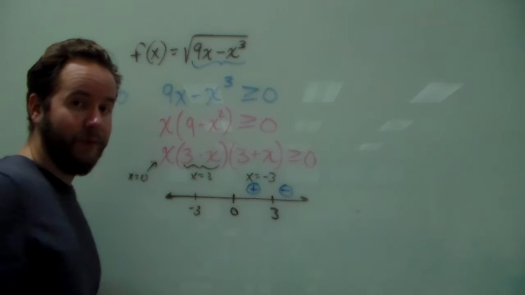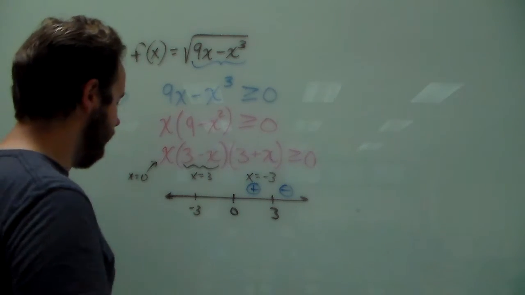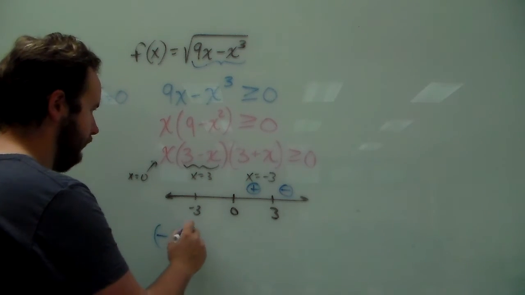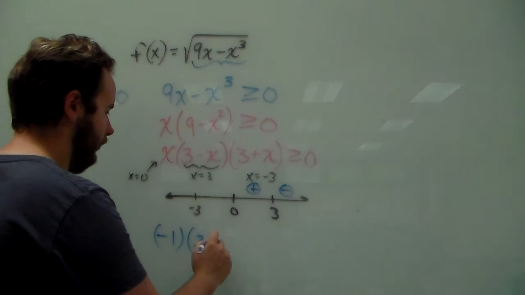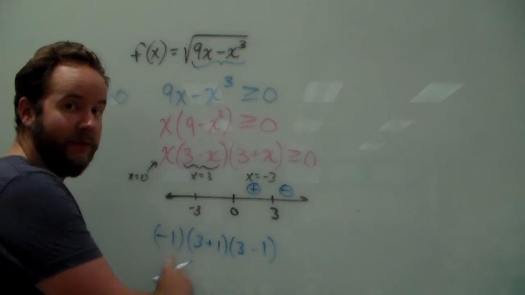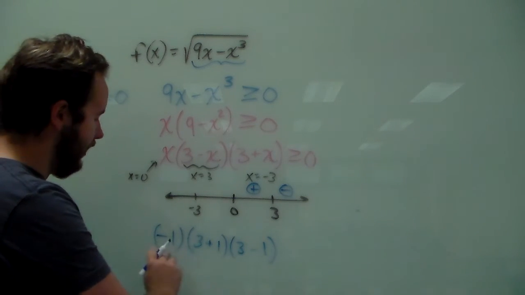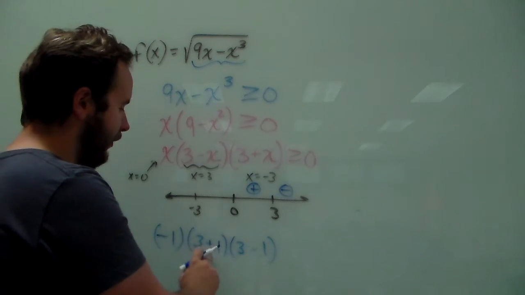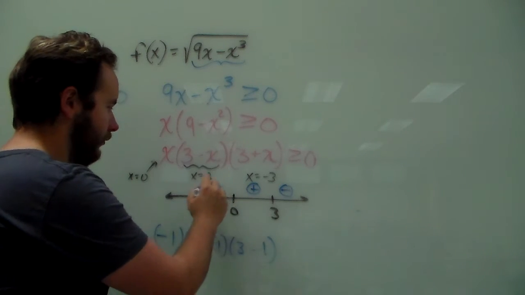So this interval here, negative 3 to 0, I'm going to pick negative 1. When I plug it in, I get negative 3 minus negative 1, so 3 plus 1. And then we have 3 minus 1. Negative, positive, negative. Oh wait, negative, positive, positive, I should say. Negative, positive, positive gives me a negative result.